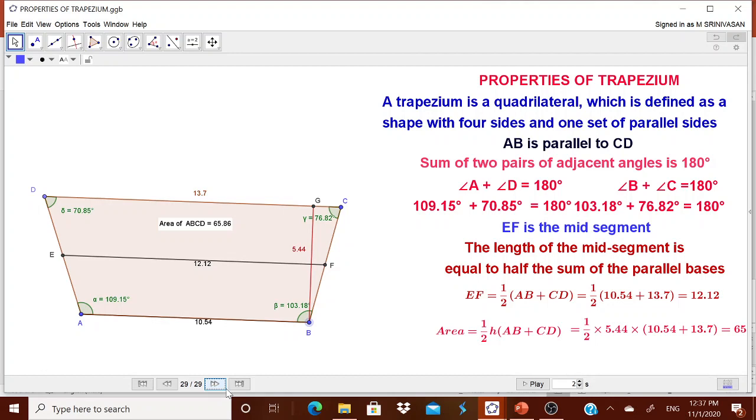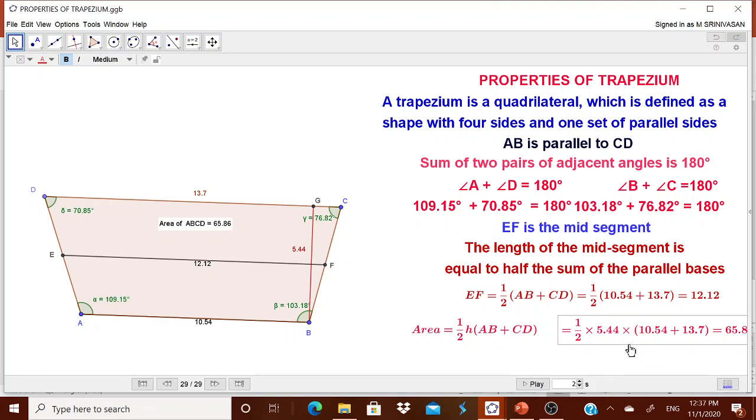The area is actually half multiplied by the height multiplied by AB plus CD, that is, the sum of the two parallel sides. Now for that we have to draw one perpendicular, and we have to tell them you can draw the perpendicular from top to bottom or bottom to top. Both are the same, because the distance between the parallel lines is always equal. Now the child can verify the area, and the perimeter also. It is left to you.